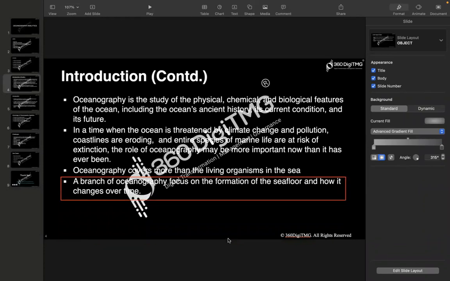So the main point here is that this branch of oceanography focuses on the formation of the sea floors and how it changes over time. So it will look into the changes over time in the weather conditions in the oceans.